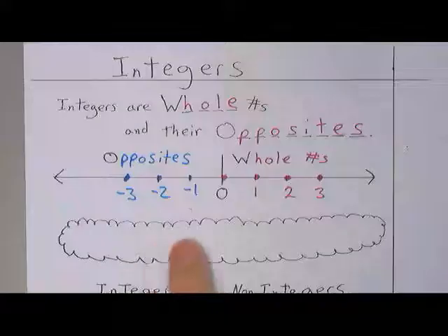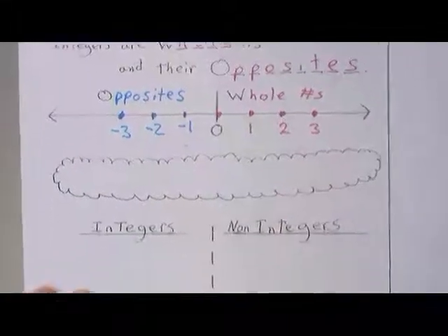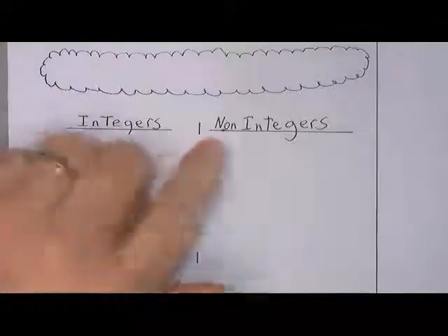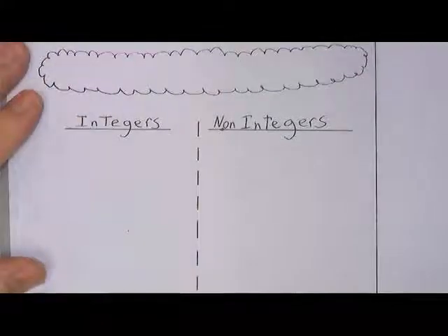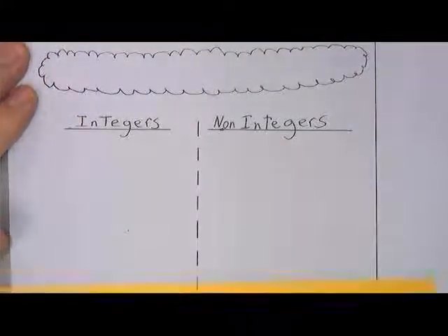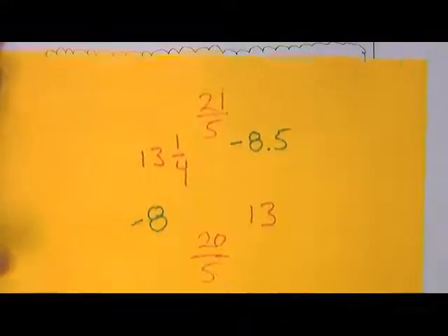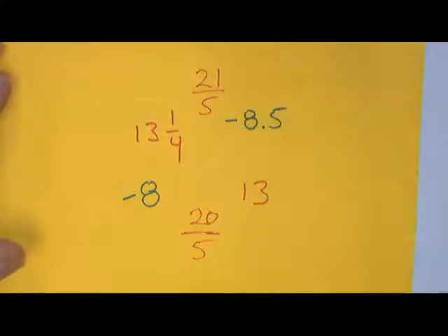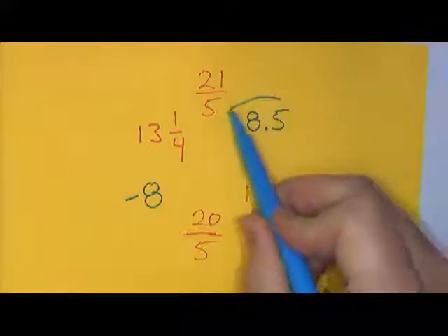Okay, let's skip this part right now. Let's go on down here. And we're going to write down some integers. What are integers and what are non-integers or not integers? Now I have a list of numbers here. Some of these are integers and some of them are not integers. Let's start with these blue ones right here.